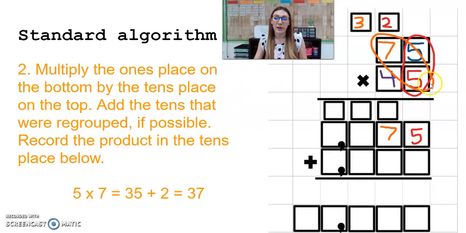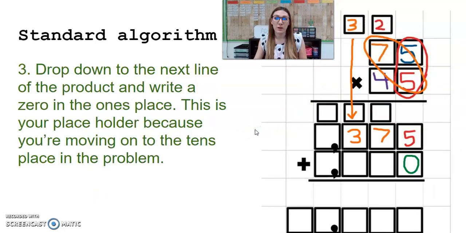Next, we're going to multiply that same 5 from 45 in the ones place by the tens place on the number on top. So 7 times 5 is 35, plus this 2 that we regrouped gives me a total of 37. So I'm going to drop the 7, carry the 3. Now notice that because I have nothing left to multiply in this hundreds place, there's nothing for this 3 to be added to. So I'm going to go ahead and drop that 3 down into the hundreds place.